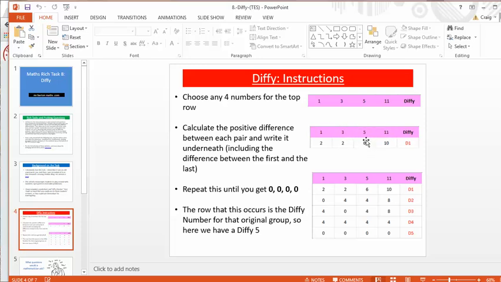Then it's between 5 and 11, which is 6, so you put it there. And then just be careful with this last one, it's the difference between the last number and the first number, 11 and 1, which is 10, and you write it there. And that's called a Diffy 1 once you do your first row.